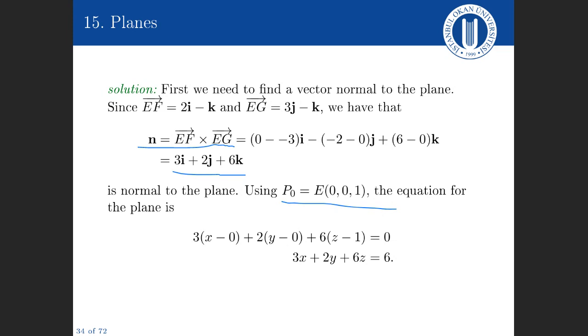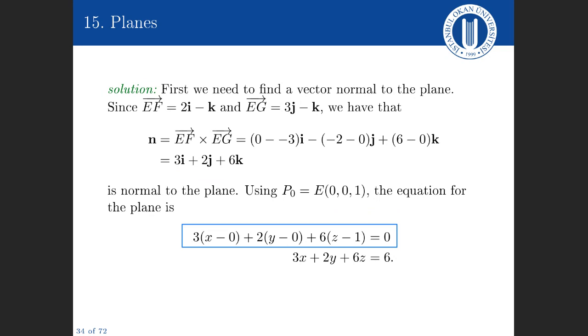Put these numbers into the equation: 3(x minus 0) plus 2(y minus 0) plus 6(z minus 1) equal to 0, and then rearrange to get the answer. The answer to this problem is 3x plus 2y plus 6z is equal to 6.